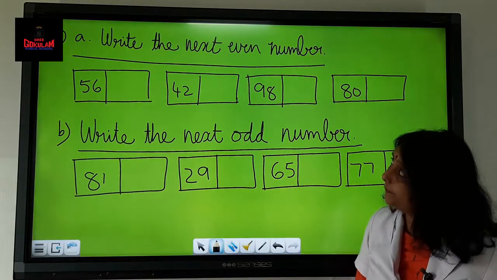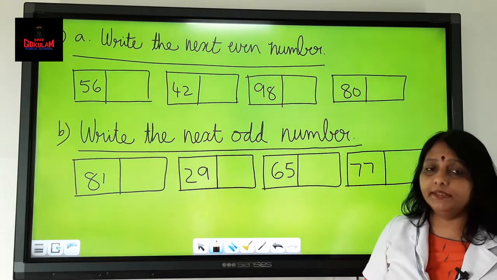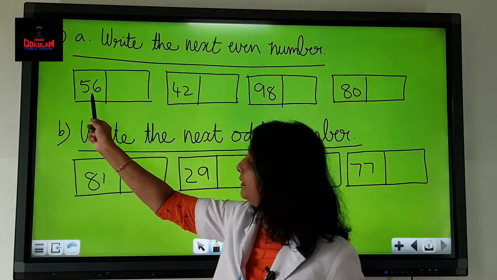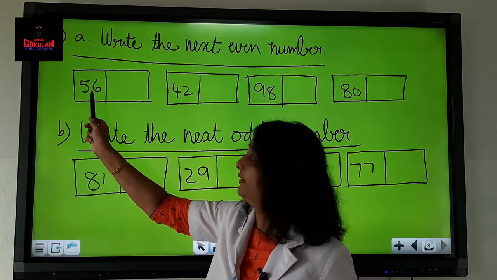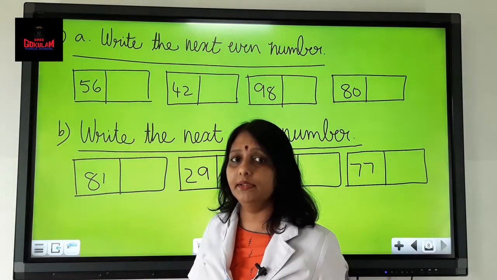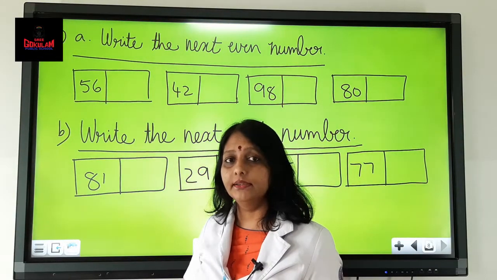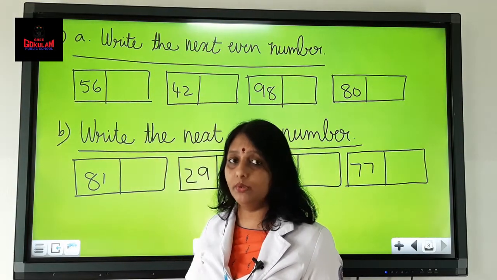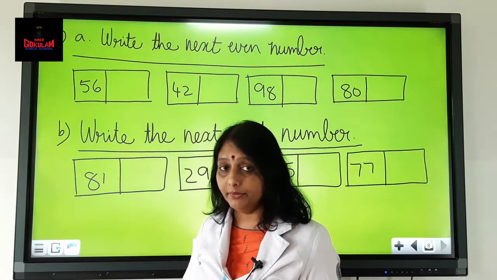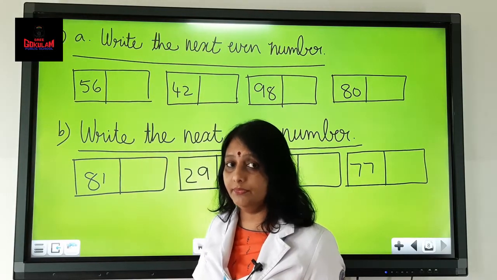Question number 5. Write the next even number. You remember even and odd numbers, right? Which is this number? 56. 6 is an even number. What will be the next even number? What is the next number after 56? It is 57. But 7 is an odd number. So, after 57 it is 58. After 56, the next even number will be 58.